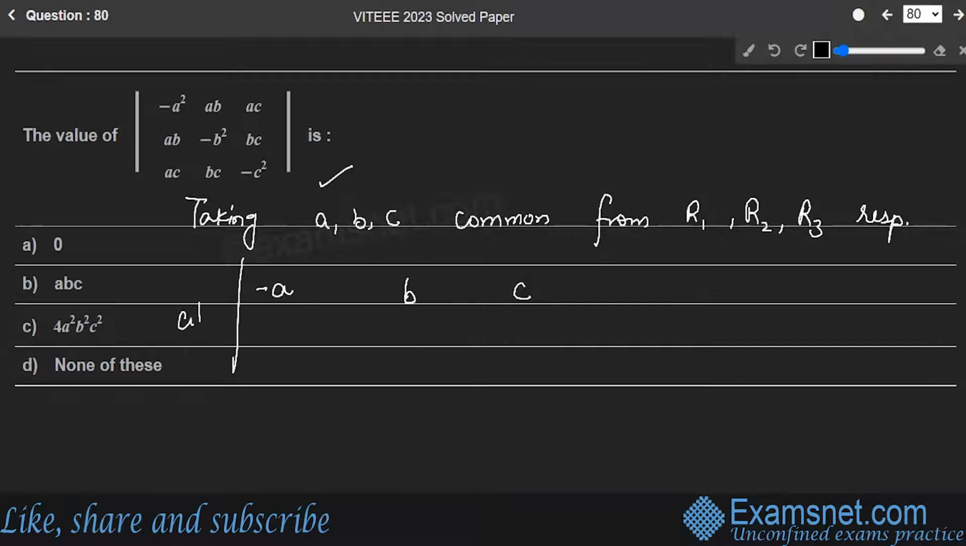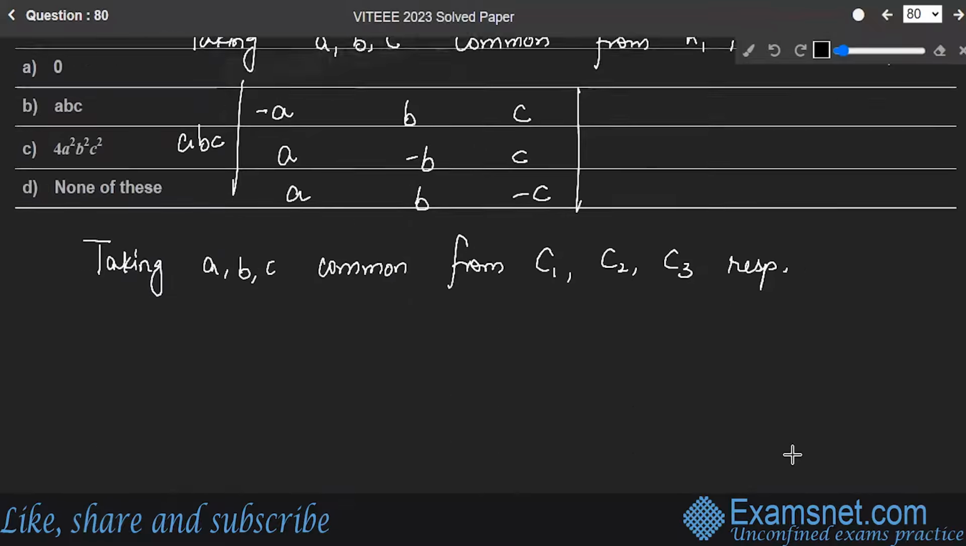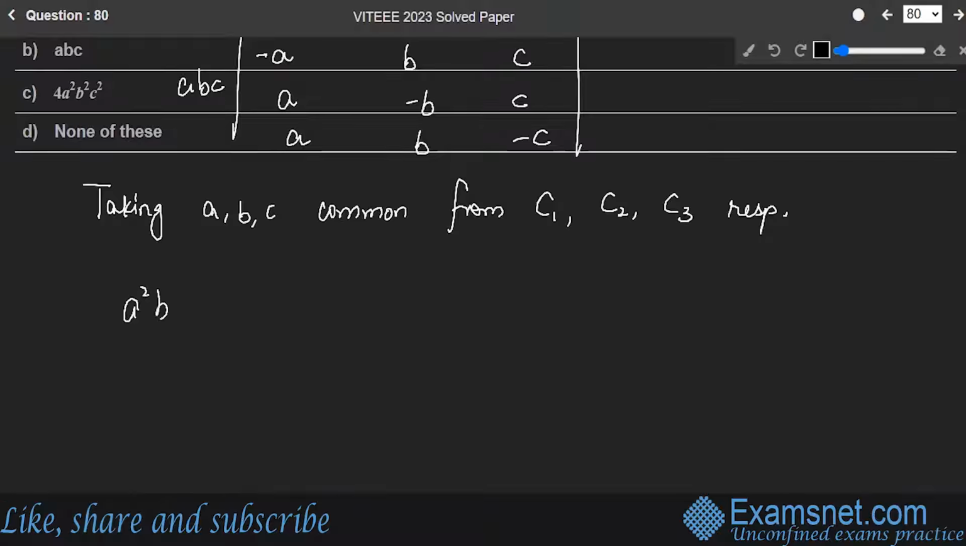I'm taking A outside: minus A, B, C. And here you have A, minus B, C. Here you have A, B, and minus C. Okay. Now again, I'm taking A, B, C common, but now from the columns. Taking A, B, C common from column 1, 2, and 3 respectively. You will have here A square, B square, C square times the determinant of minus 1, 1, 1; 1, minus 1, 1; 1, 1, minus 1.